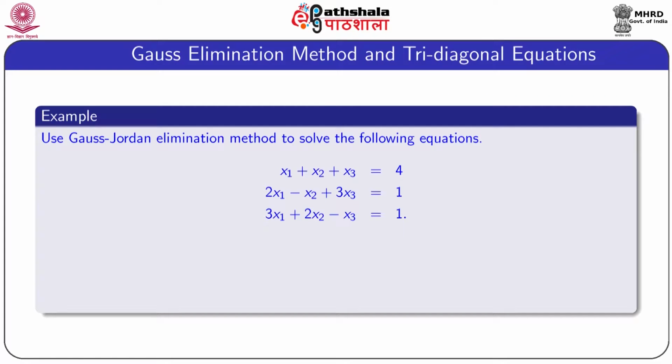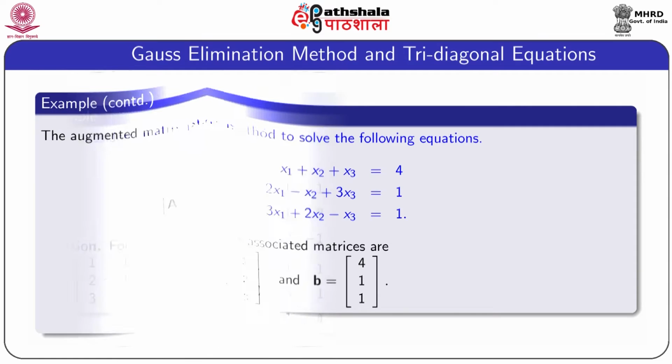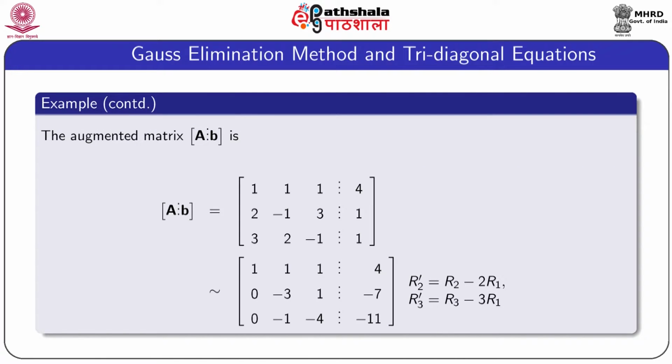Now, let us consider an example to illustrate the Gauss-Jordan elimination method. Here we consider three equations containing three variables. The coefficient matrix A is: first row 1 1 1, second row 2 minus 1 3, third row 3 2 minus 1, and the right hand vector is 4 1 1. Now, the augmented matrix [A | B] is this one.